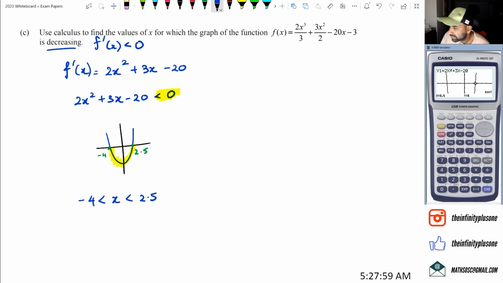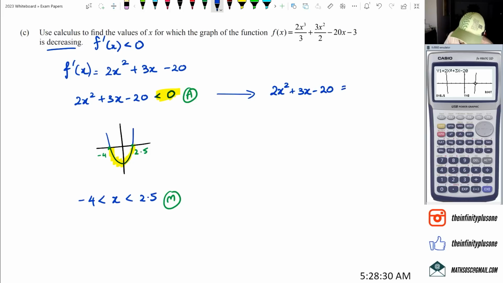So I could write my answer straight away as -4 < x < 2.5. Pretty much that gets you a merit for that, right? And for the achieved part of this question, this is where you're getting achieved, and this is where you're getting merit. Now, if you don't have a graphics calculator, a couple of ways you can do this is by using the quadratic formula and getting the 2 values. So from this step, you would go on to 2x squared plus 3x minus 20 equals 0.